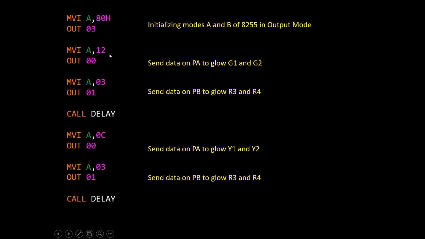The code is similar to the earlier one. Now we are glowing G1 and G2 from port A and R3 and R4 from port B. Then we call a delay. Then we glow Y1 and Y2 and close G1 and G2, and R3 and R4 are still glowing. Then we call a delay. So this is quite similar to the last code.